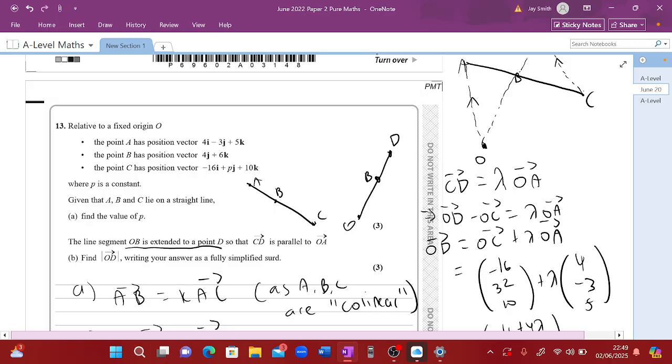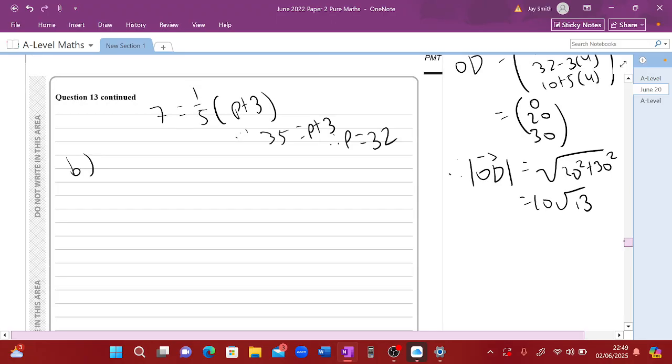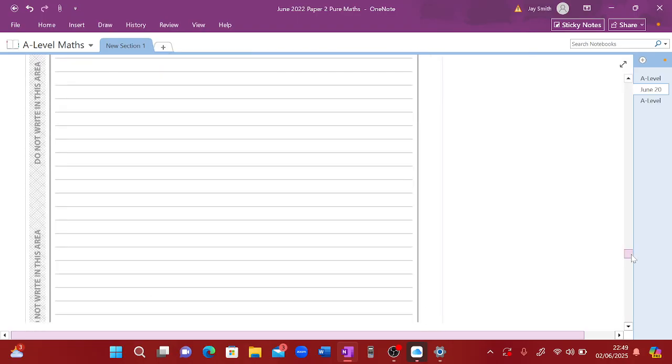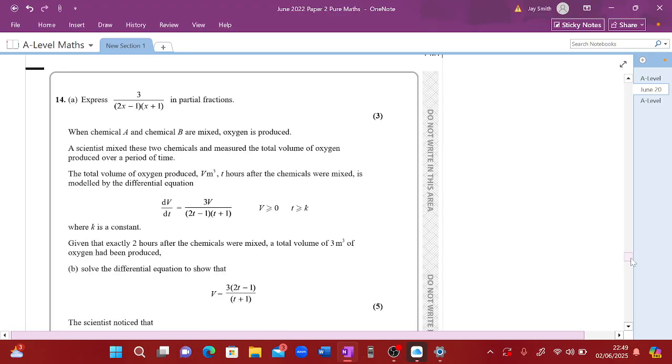Like we did here with OD, we first use the fact D's on OB, this line here. So OD's a multiple of OB because they're parallel. And then CD parallel to OA, so that's another multiple between them. And then I split up CD in terms of OD minus OC. So then what I got eventually was two different vectors for OB, which are the same, so I'm going to equate them together and solve. And then I went from there. Hopefully that made sense. But I know vectors can be a bit tricky.